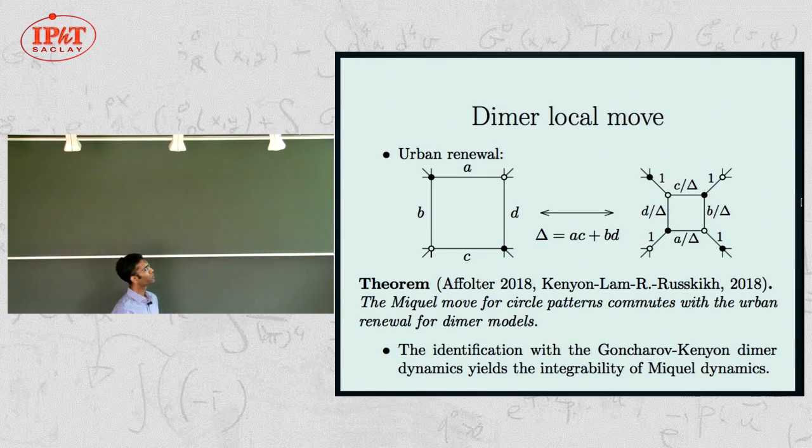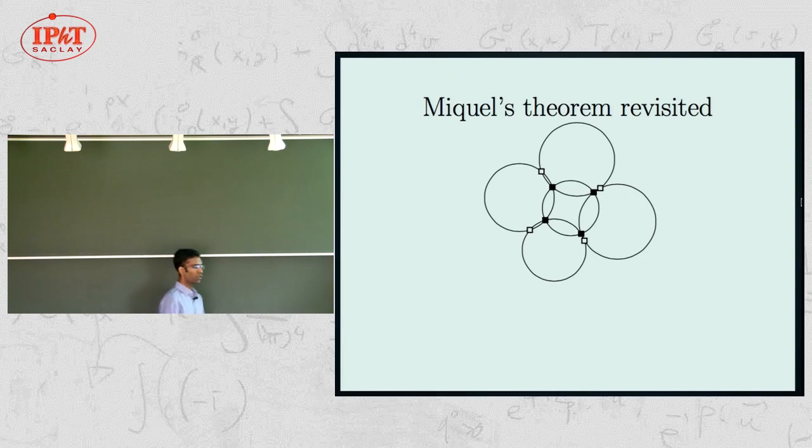So this is actually quite important in the dimer circle correspondence. And in terms of geometric dynamics, of Miquel dynamics, this identifies Miquel dynamics with some discrete time dynamics defined by Goncharov and Kenyon on the dimer model. And because Goncharov and Kenyon showed that their dynamics was an integrable system governed by cluster algebras, we automatically deduce that Miquel dynamics is integrable and governed by cluster algebras. So let me just tell you very briefly how to see the cluster algebras here.